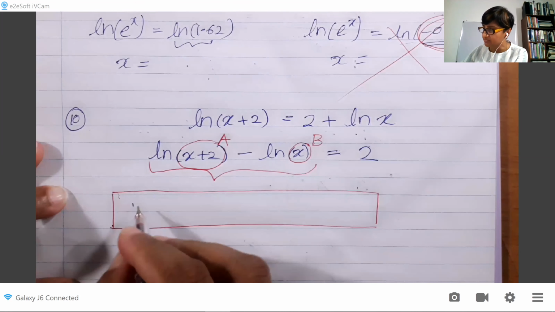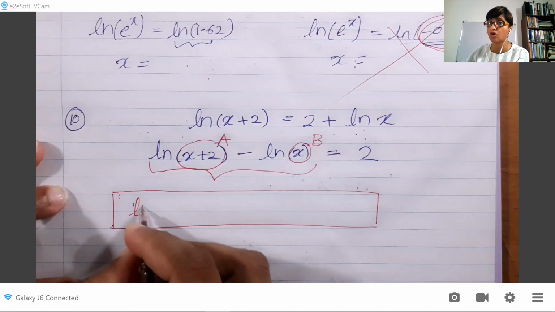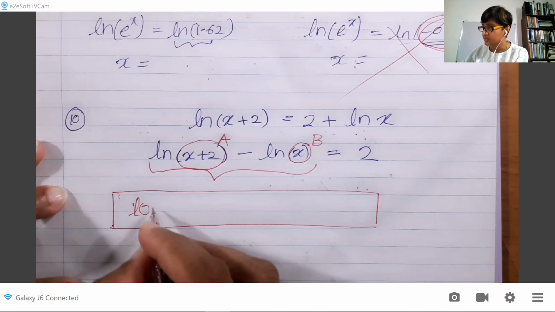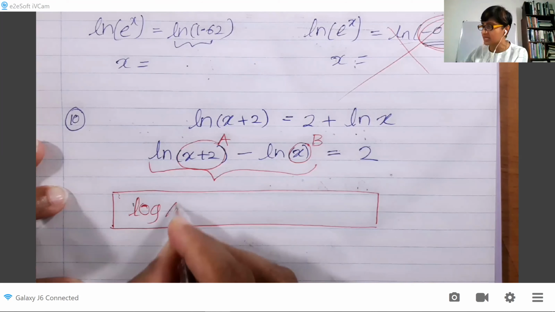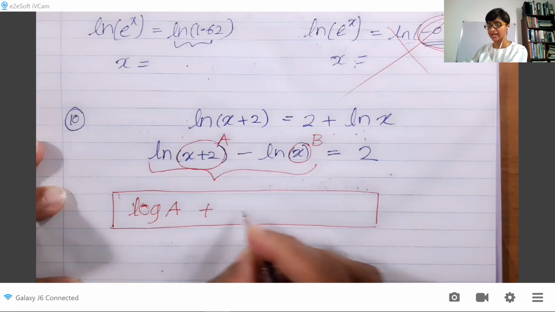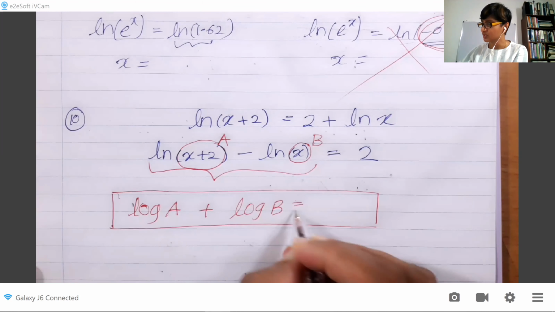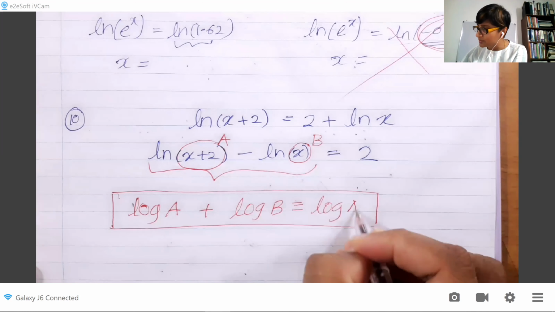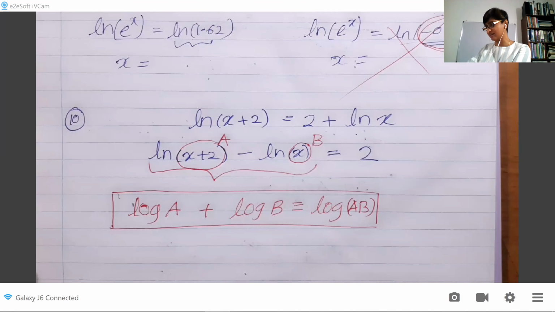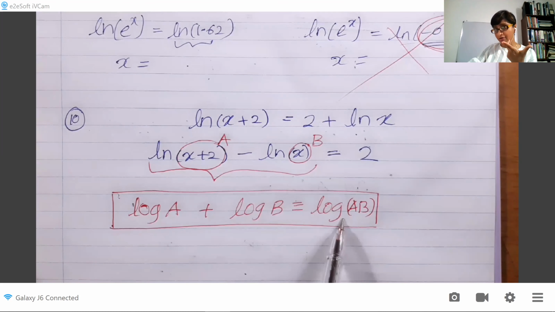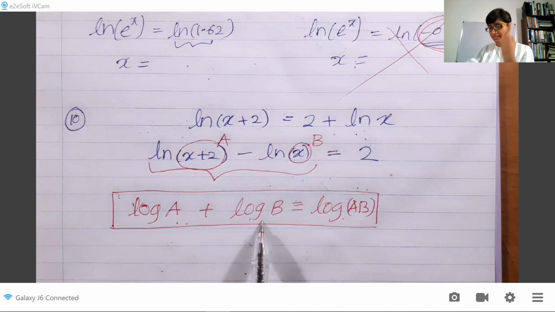What is this rule? If I write it in general for log, if I have log a plus log b, that means the sum of two log terms, then I can simplify it to log a times b, and vice versa. If I have that, I can break it down into log a plus log b. Or when I have the sum of two terms, I can combine them into a single log term, log ab. So this is the rule I'm using.